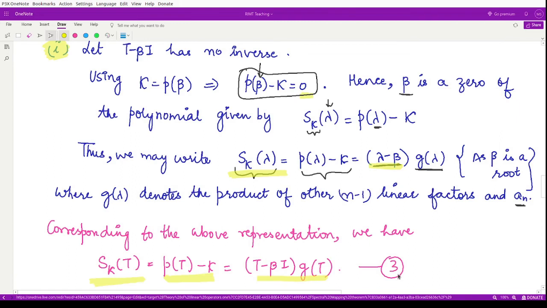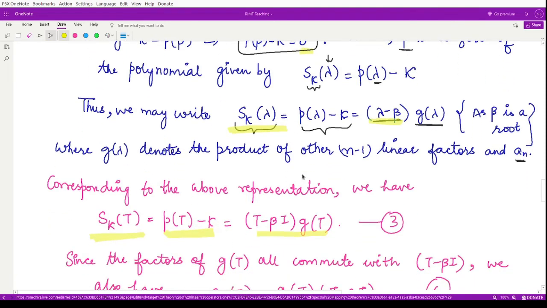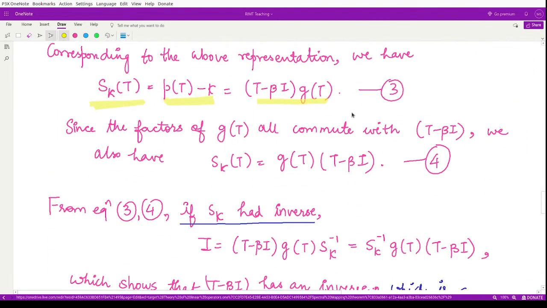So this equation 3 is an equivalent equation in operator form for the above equation, S_kappa lambda. Corresponding to this representation, we say that all the factors g(T) commute with T minus beta I. Therefore we can write S_kappa(T) as g(T) into (T minus beta I). Now here we are making another assumption, that S_kappa has an inverse.